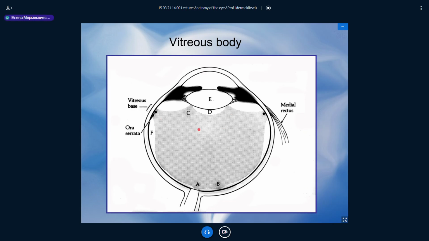The vitreous body is a jelly structure that consists of cells, hyalocytes, and elastin and collagen fibers, and a lot of hyaluronic acid. It is attached strongly to the lens, to the pars plana and ora serrata of the retina, and around the optic nerve.